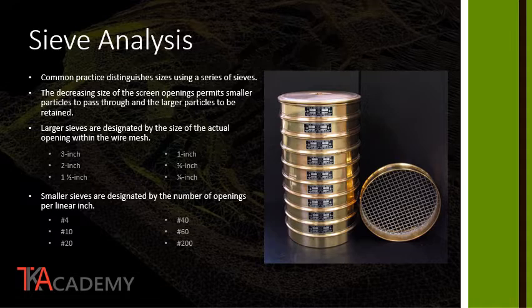These sieves are stacked on top of each other, with the larger sieves at the top and the smallest ones at the bottom. A soil sample is placed on the top sieve, and then the entire sieve stack is shaken and vibrated. The decreasing size of the screen openings permits smaller particles to pass through and the larger particles to be retained on the sieve above it. The amount of soil material that is retained on each sieve level represents the particle sizes that are present within that soil sample.